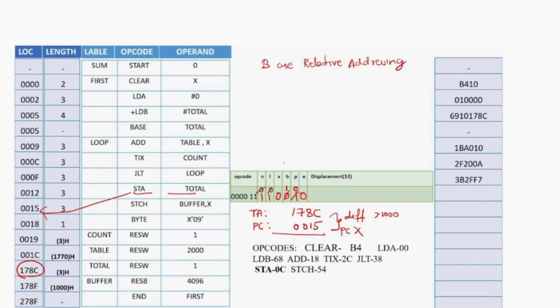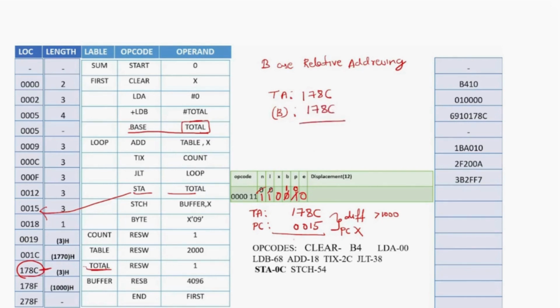Now we'll calculate the displacement. If I use base relative, the target address will be the same, 178. But instead of taking the PC value, now I am taking the base value. The base value is mentioned with the help of the BASE assembler directive, BASE total. That means the address value of total is stored in the base register. That address is 1786. So the base register also contains 178C.